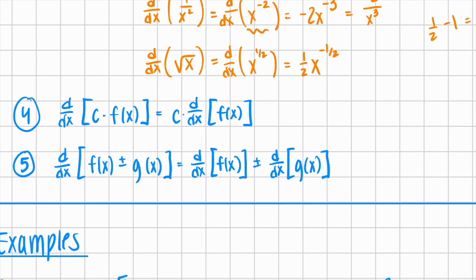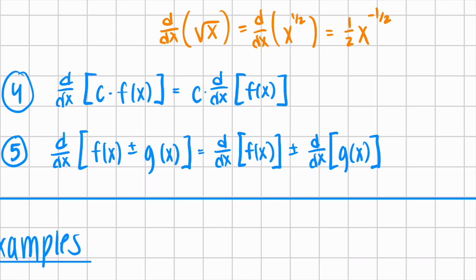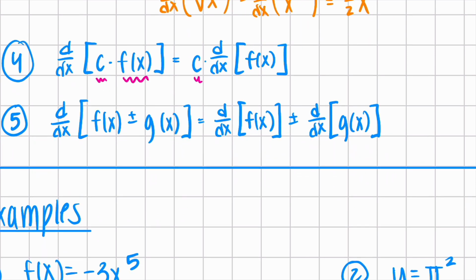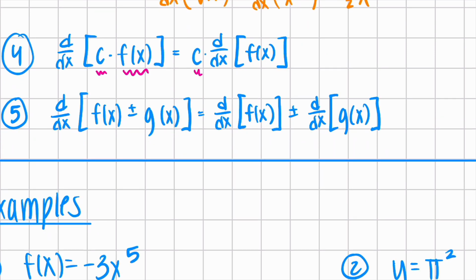The other properties that we have, if I am taking the derivative of a constant times a function, that is equal to the constant times the derivative of the function. So basically, if I'm multiplying by a constant and I'm taking the derivative, just keep the constant there, but focus on taking the derivative of the function. Last one, if I'm taking the derivative of two functions that are added or subtracted to each other, you can just take the derivative of the two functions and add or subtract those derivatives together.